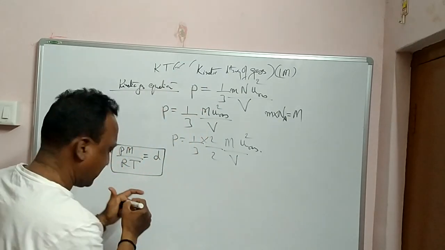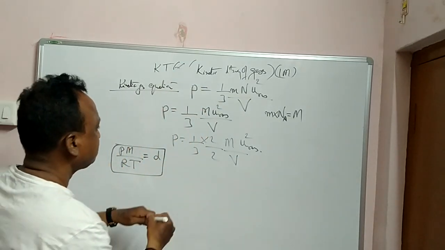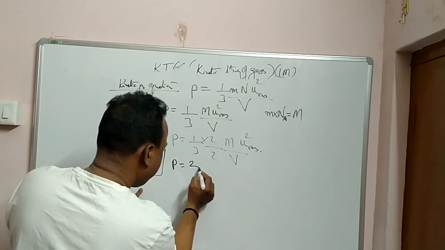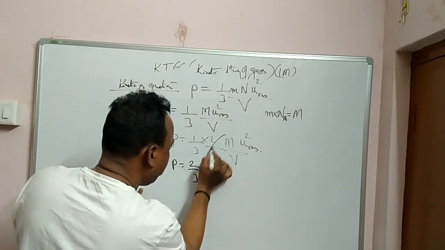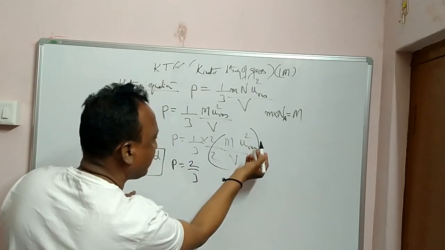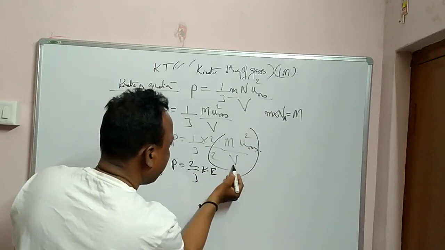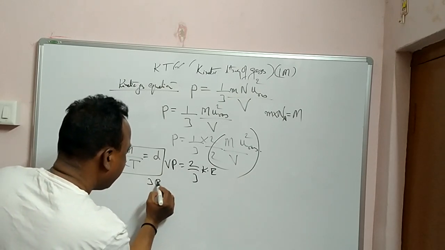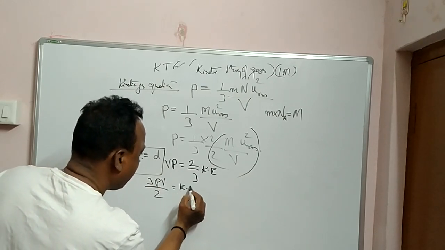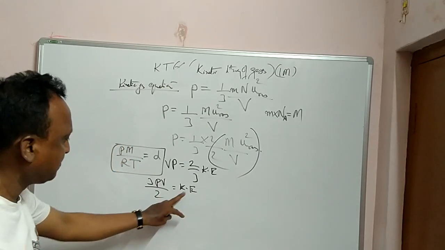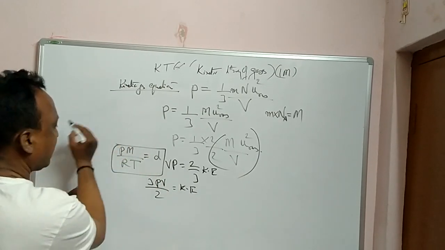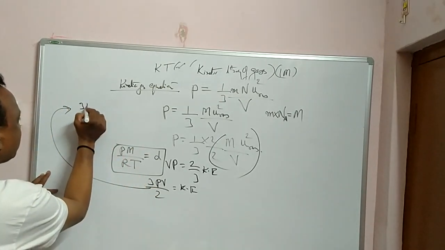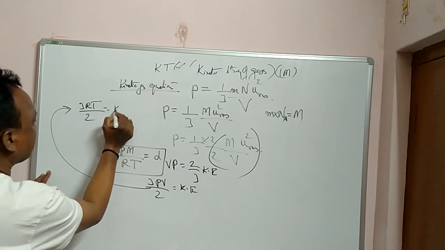Now if you observe this equation carefully, P is equal to, I will take 2 by 3 outside and the remaining 1 by 2 is there, 1 by 2 into M U square. What is this? Half M U square is going to be kinetic energy. And V I will transfer to this side. So finally what happens? 3 PV by 2 is equal to KE. That means PV is RT for 1 mole of gas. So 3 RT by 2 is equal to KE.